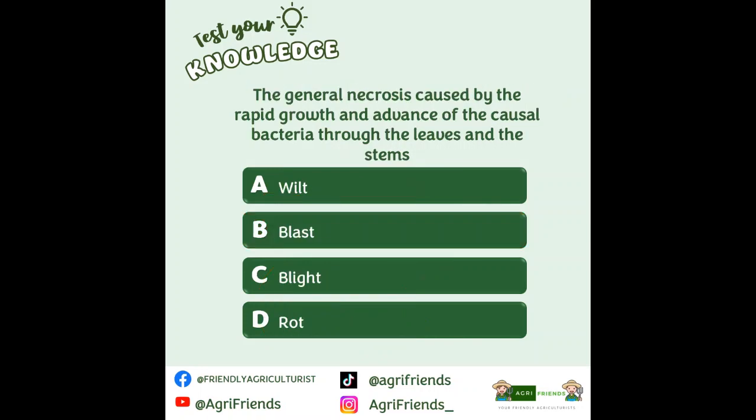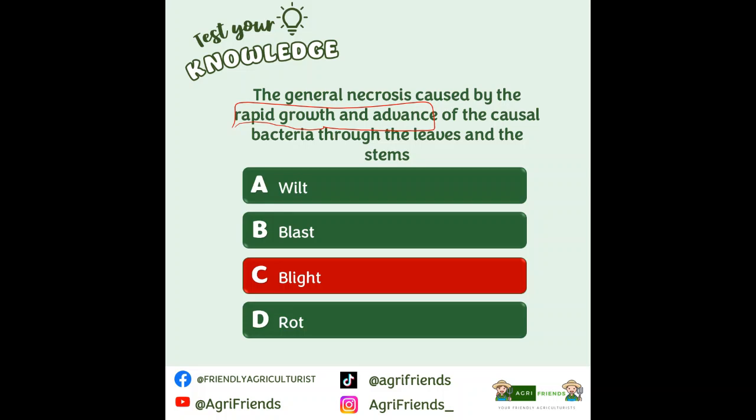Next, the general necrosis caused by the rapid growth and advance of causal bacteria through the leaves and the stems. A. Wilt, B. Blast, C. Blight, or D. Rot. The answer is blight. So the clue here is the rapid growth and advancement.